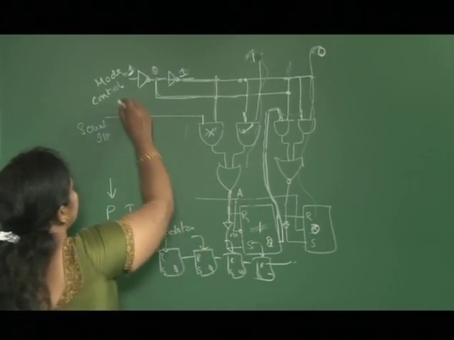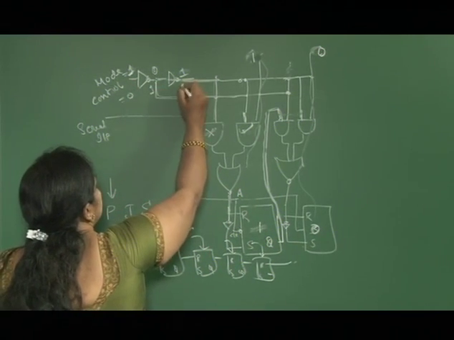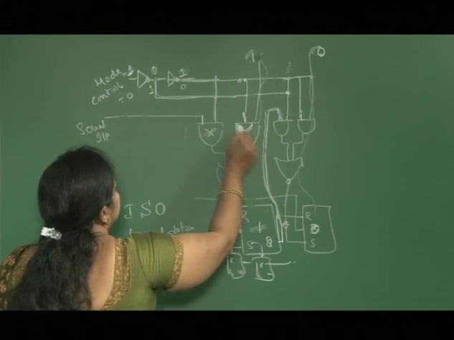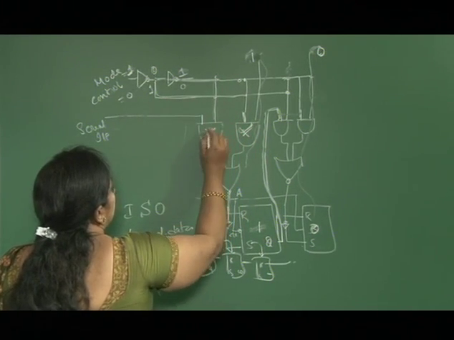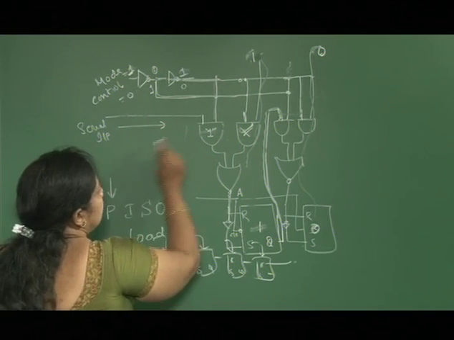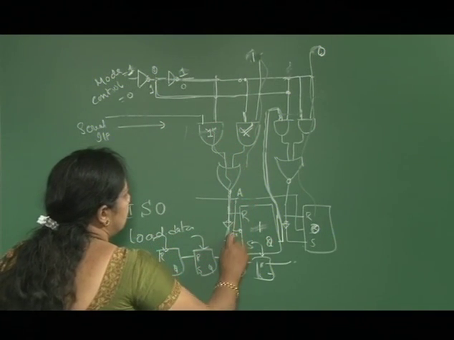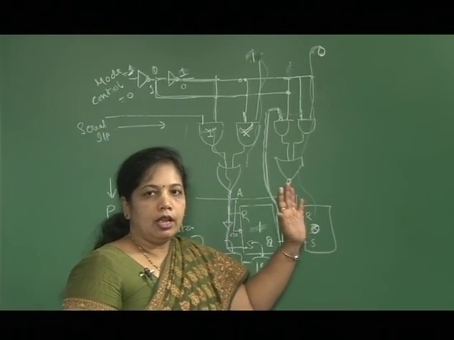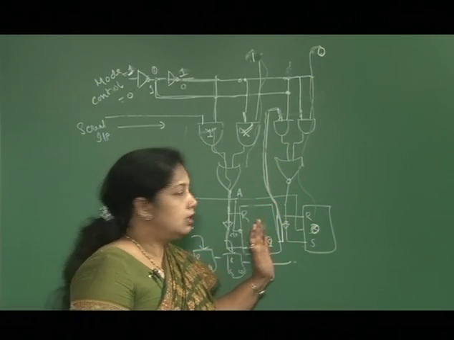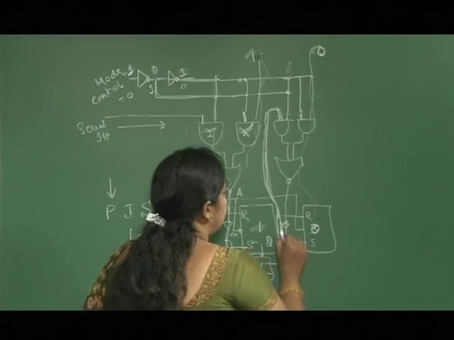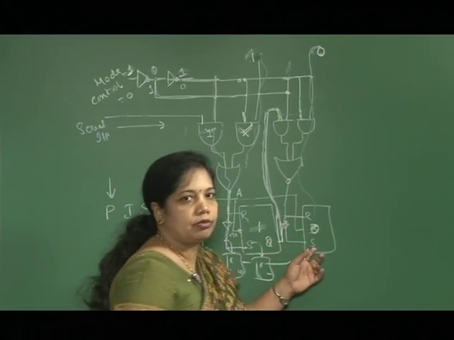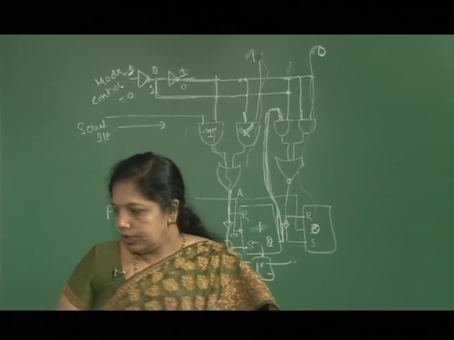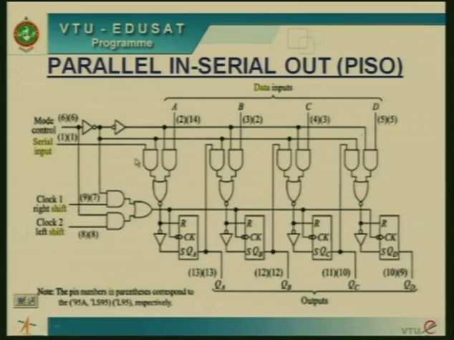this control 0. When this is 0 and this is 1, this gate will be disabled and this gate is enabled. If this gate is enabled, whatever the serial input I am giving here, that is loaded, then it is transferred. So I am doing this parallel in, then this will be sent in the next clock transition to the next flip flop. You can just see in this diagram, there is a serial input connection and there is a mode control connection.